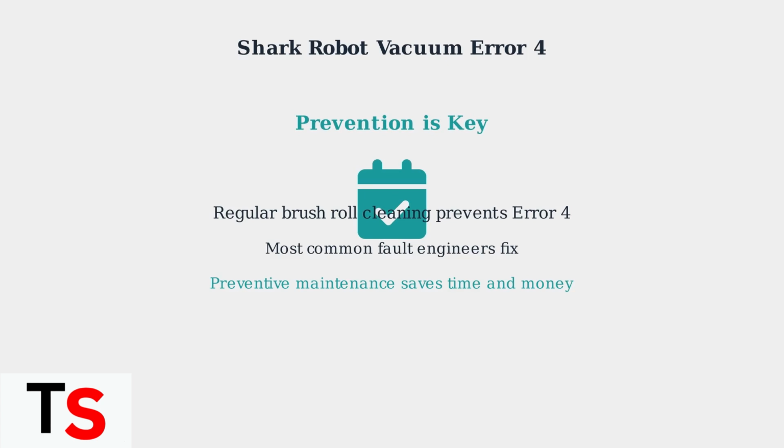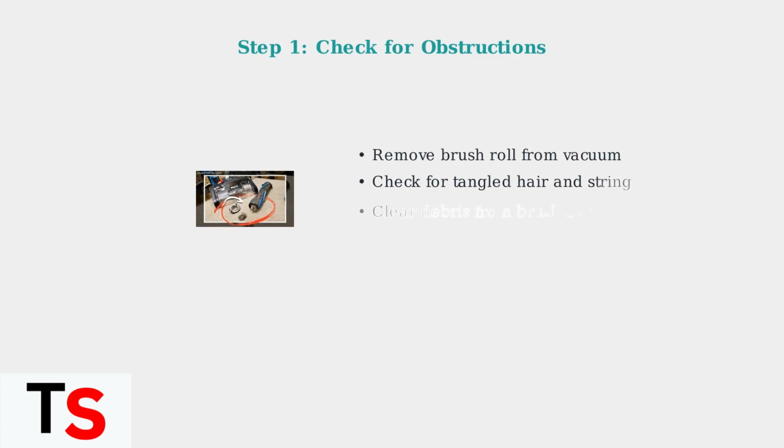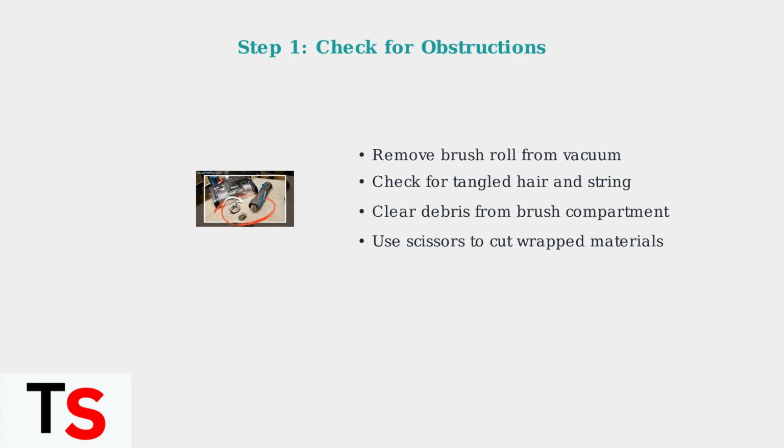Industry experts note that brush roll issues are among the most common faults engineers repair in Shark vacuums, making preventive maintenance your best defense. The first and most important step to fix error 4 is checking for obstructions. Hair, string, and debris commonly wrap around the brush roll, preventing it from spinning properly.